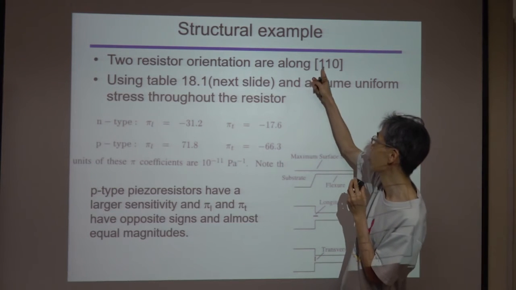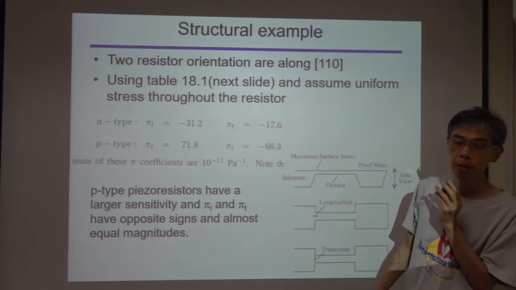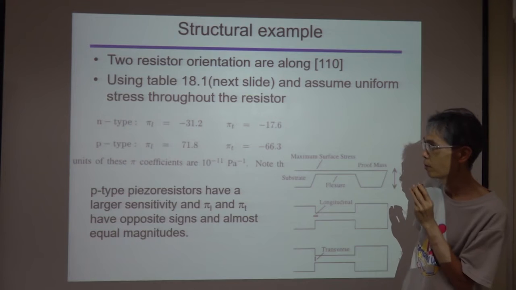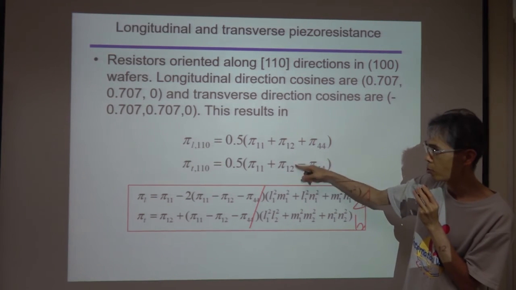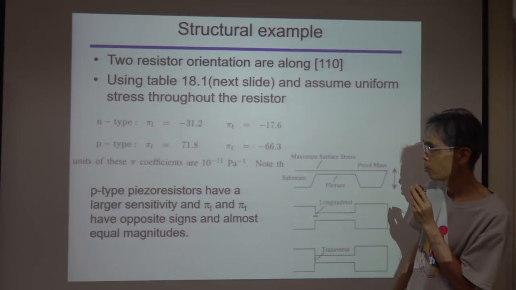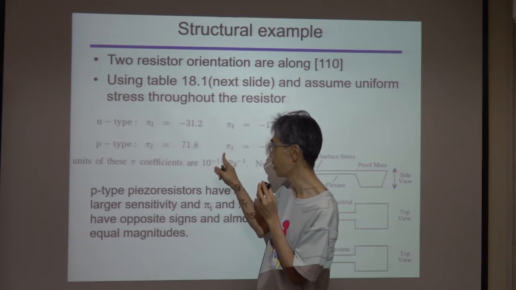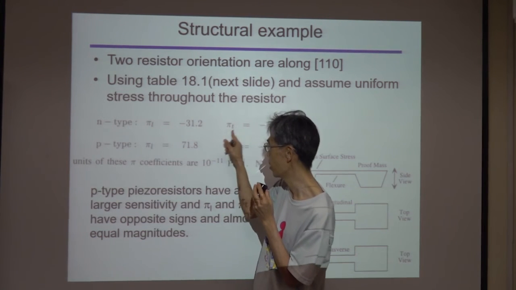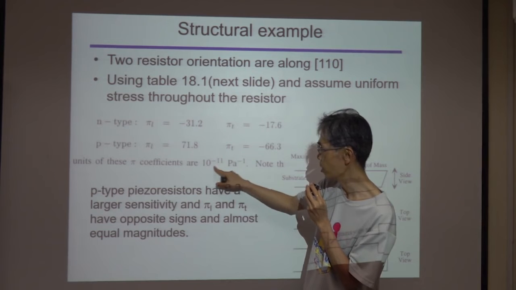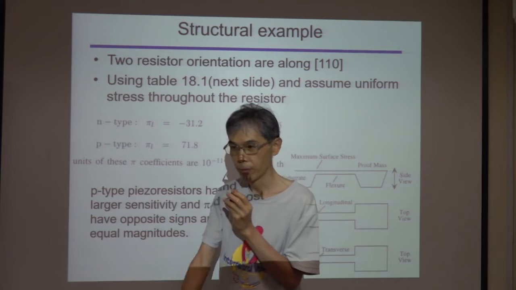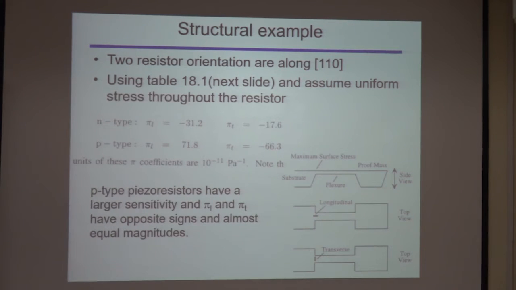Okay, previous. Now use table 18.1, and we know the direction, the 110 direction. Then use those equations. Use the equations on the next page to calculate. For p-type, we get pi L and pi T. For n-type, we also get pi L and pi T. Please remember the unit is 10 to the minus 11 per Pascal. Please write out your calculation. Okay, camera off.